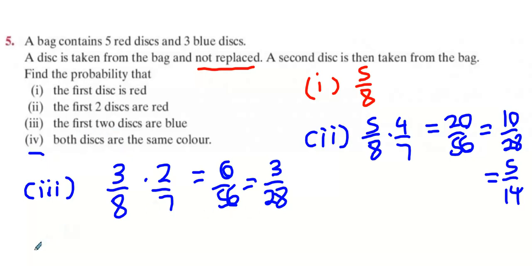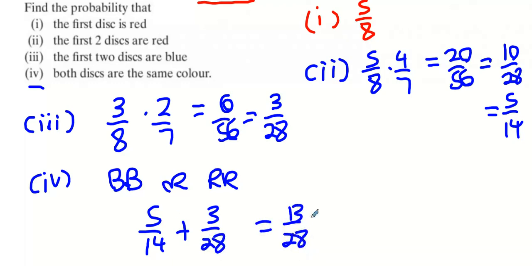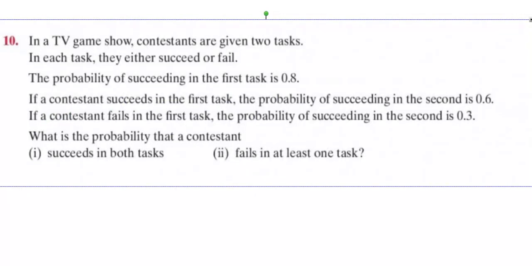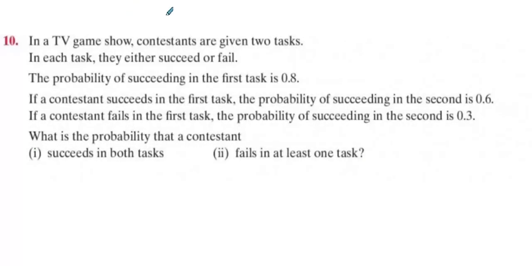Both discs are the same color. Why don't we add blue, or... I think it's the 2 answers added together. It's 5 out of 14 plus 3 out of 28, which is 13 over 28. Not too bad so far. We haven't used the formula yet, have we? No. Okay, common sense so far. You good so far?